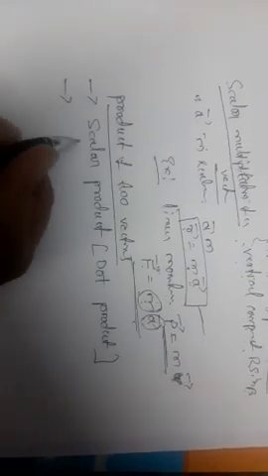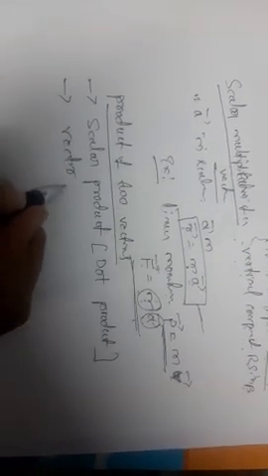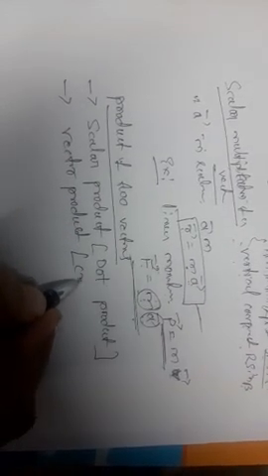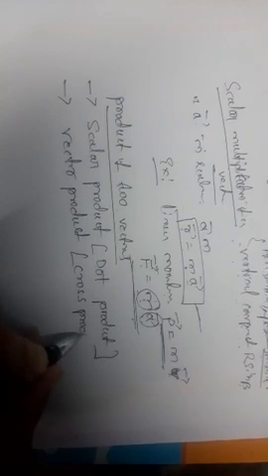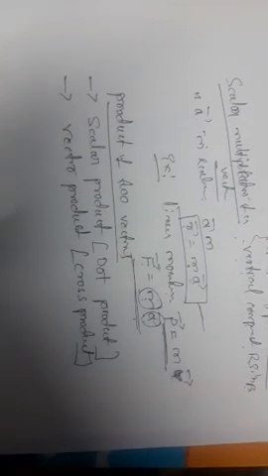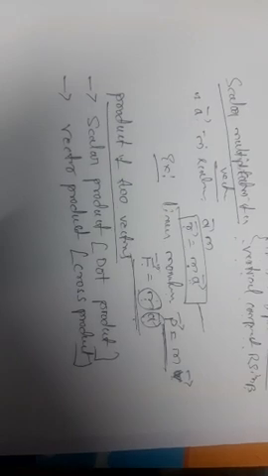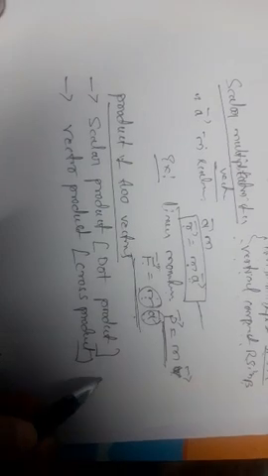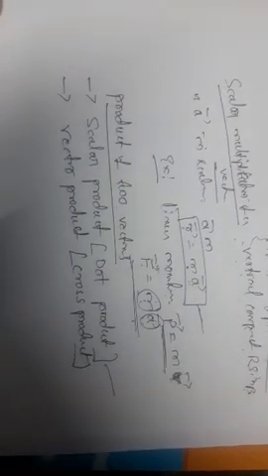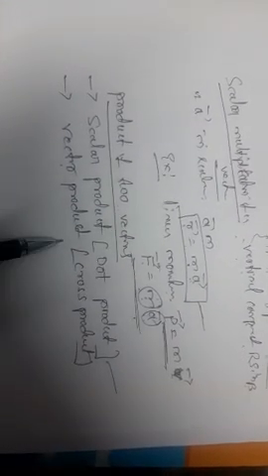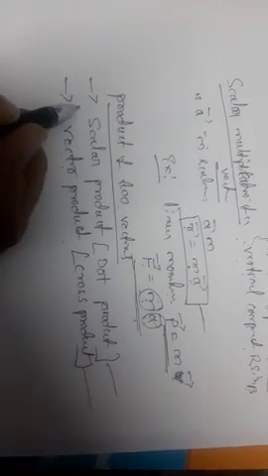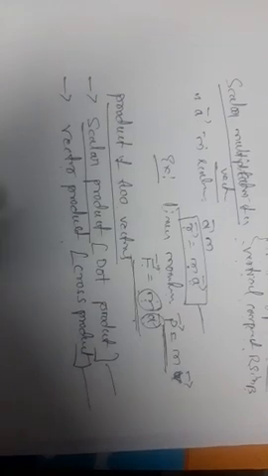The second one is vector product, also called cross product. The product of two vectors is classified into scalar product and vector product. The scalar product is also called dot product. The vector product is also called cross product.